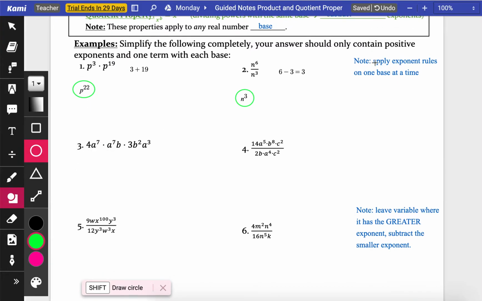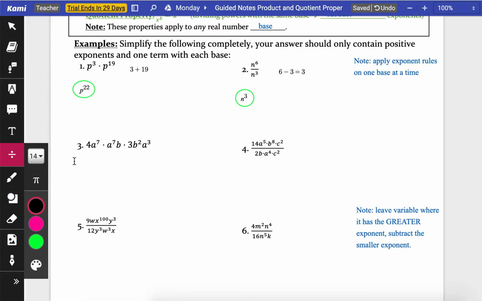When we get down here, I made a quick note. We want to apply exponent rules one base at a time, meaning we're going to look first at the coefficients, the 4 times 3. No exponent rules to worry about there. Then we're going to look at the a's, and then we're going to look at the b's. So the first thing I'm doing is 4 times 3 is 12. Next thing I'm going to do is look at the a's.